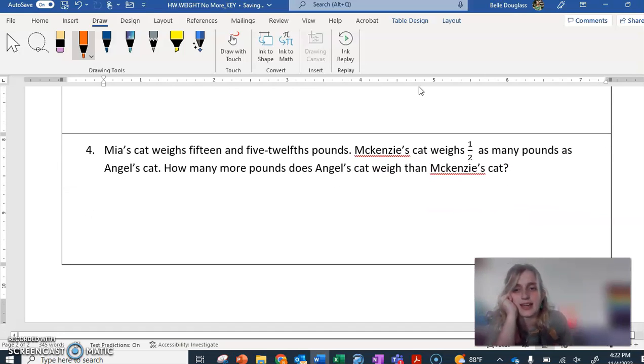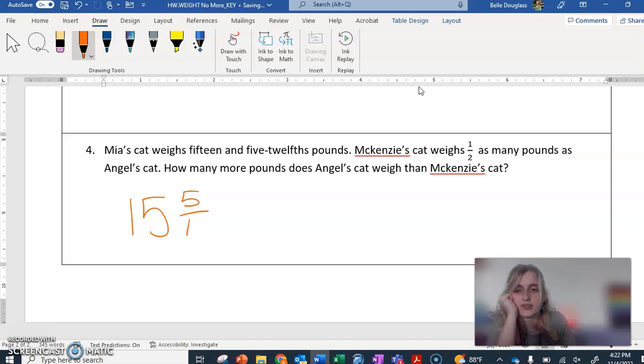Last one. Mia's cat weighs 15 5/12 pounds. That's Mia's cat. Mackenzie's cat weighs half as many pounds as Angel's cat. How many more pounds does Angel's cat?